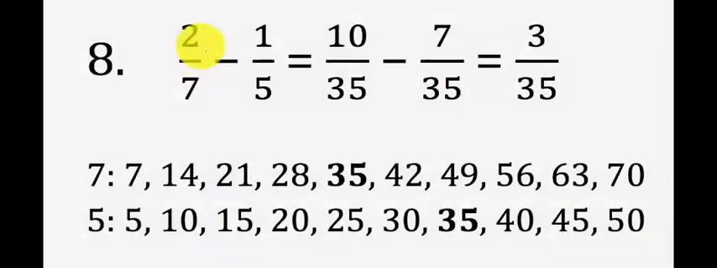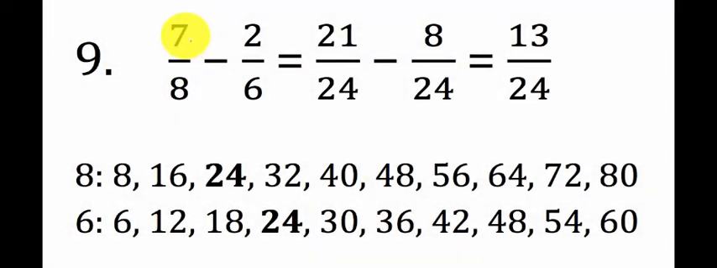Our next question is 2/7 minus 1/5. If we look through our multiples of the denominators, we'll find that 35 is a common multiple, so that becomes our common denominator. 7 times 5 equals 35, so 2 times 5 is 10. 5 times 7 is 35, so 1 times 7 is 7. And then we subtract them. 10/35 minus 7/35 equals 3/35.